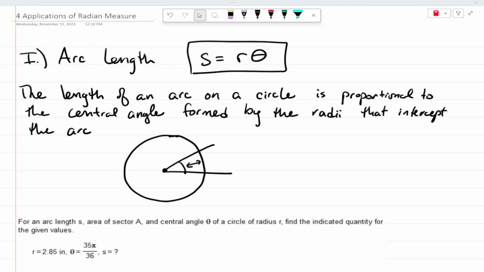In this video, we're going to go over the applications of radian measure. So the first thing we're going to talk about is arc length. And the formula for arc length is on the board right here. So it's S equals R times theta.